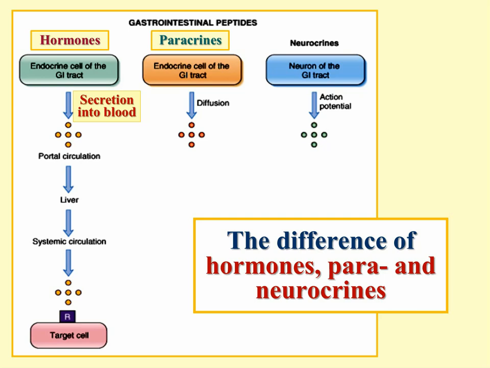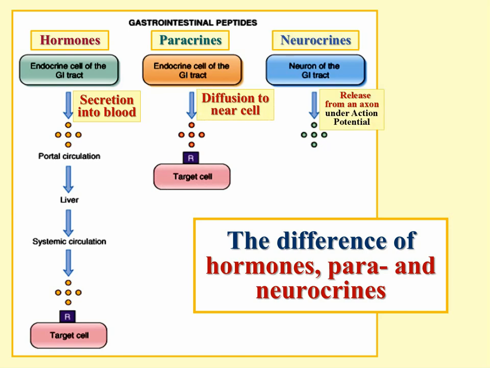Paracrines have a much shorter way because paracrine secretion means to secrete into interstitial fluid nearby, and it just binds to nearby located cells on their receptors. Neurocrines are similar, but the difference is that they are secreted by the neurons present in the gastrointestinal tract. And release of these substances occurs under stimulation by action potentials. But as a result, substances are released and they bind to the receptors of the target cells.